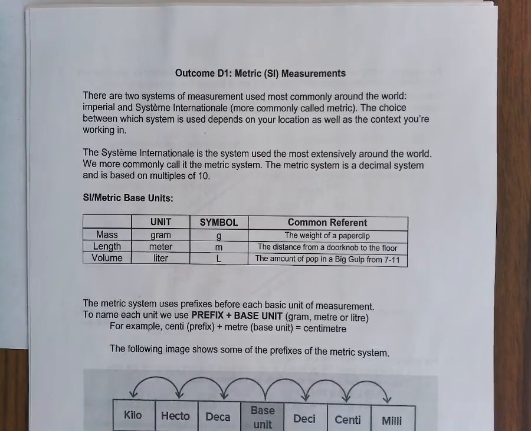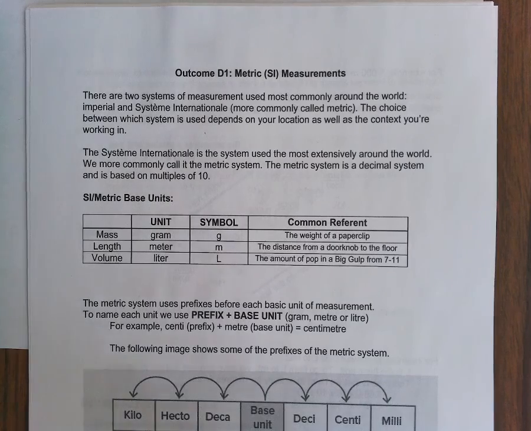In this lesson, we are going to be talking about the metric system for measurement. There's two systems of measurement used most commonly in the world, and that's the imperial system and the metric system. The choice of which one you use depends on where you live. In Canada, we tend to use the metric system, whereas in the United States, they more commonly use the imperial system.